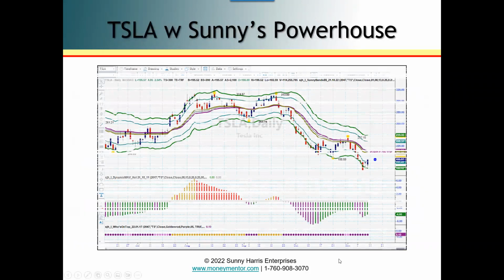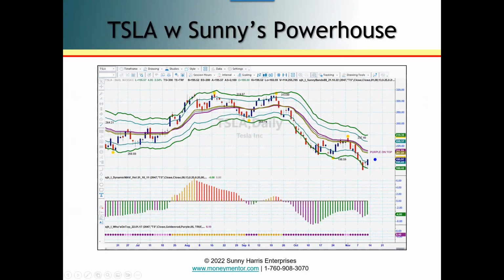So here's Tesla, which is my favorite stock, with my powerhouse indicators. I call them SunnyBands, dynamic moving average histogram, and who's on top. Oh, and PHW, which is the yellow dots.